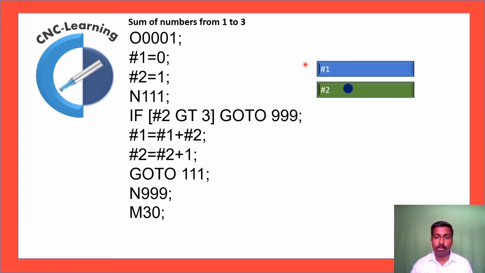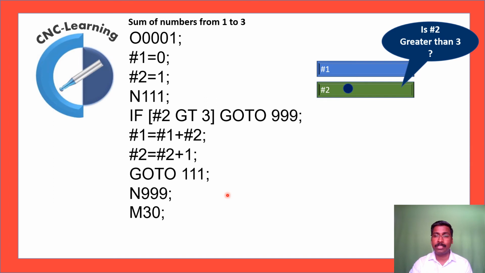So this was already explained. This hash 1 equals 0. That means there is nothing in this tray. Hash 2 is having 1. So there is 1 item in this tray. Now it is checked. If hash 2 greater than 3, go to 999. 999 is a block number. So as long as hash 2 is less than or equal to 3, this program will run. If not, this will directly branch, jump to this block number.